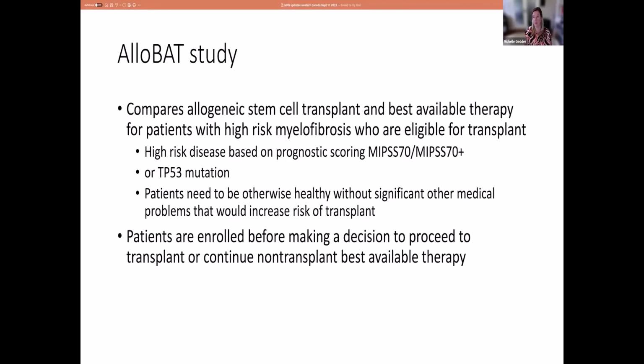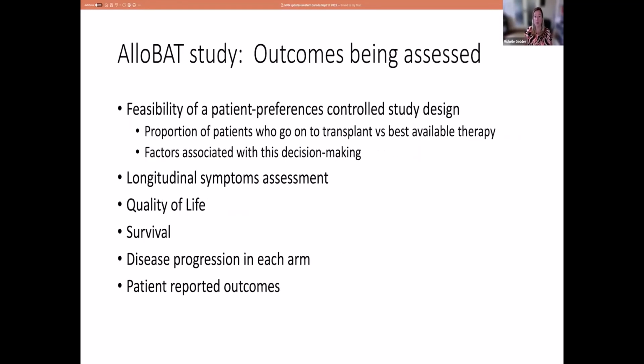And we know people have a TP53 mutation that's high risk. So patients are enrolled. They're looking at the feasibility of doing this study based on just patient preferences. They're also looking at the proportion of patients who go through this process who go on to transplant versus who decide to continue with non-transplant therapies, and what are the factors associated in this decision.